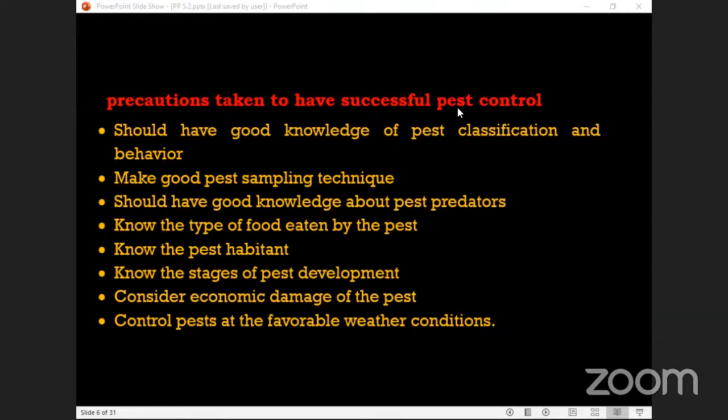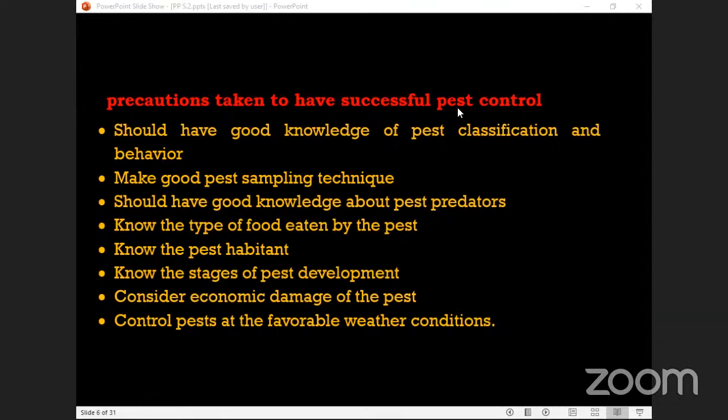The farmer should know the pest habitat. Where do they stay? Where do they hide? If they are termites, like staying inside ant hills, go and destroy the ant hills. That simply enables you to eliminate termites.